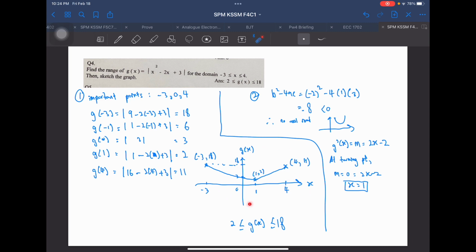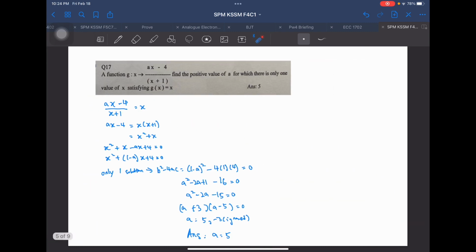Okay, so let's move on to the second question. A function g(x) equals (ax minus 4) over (x plus 1). Find the positive value of a for which there is only one value of x satisfying g(x) equals x. So g(x) equals x, meaning this expression equals x.